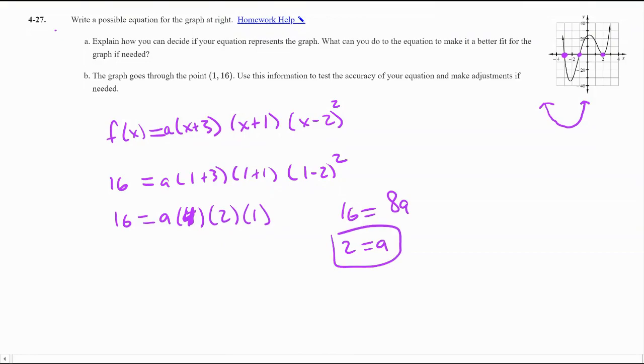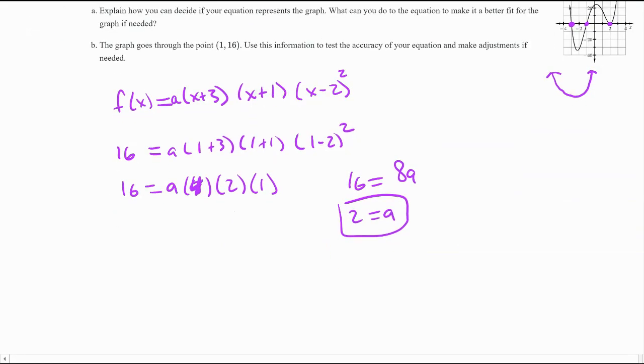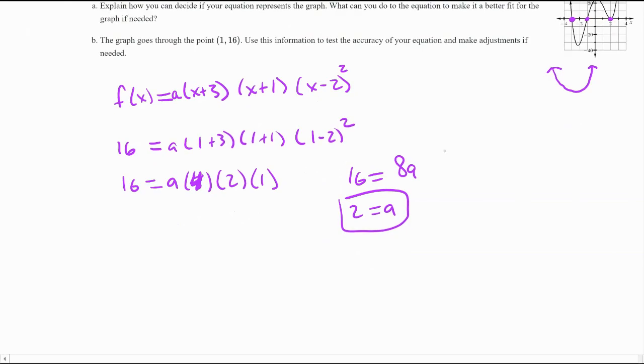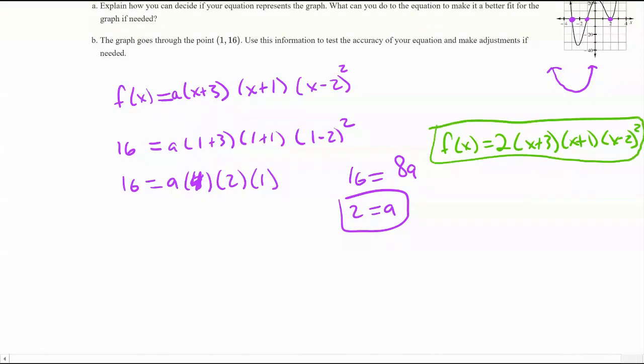So now to rewrite my final equation here, I'm just going to take that a value and plug it in. So f of x equals 2 times x plus 3, x plus 1, x minus 2 squared. And that's my better equation. Maybe still not perfect, but definitely helps in this situation.